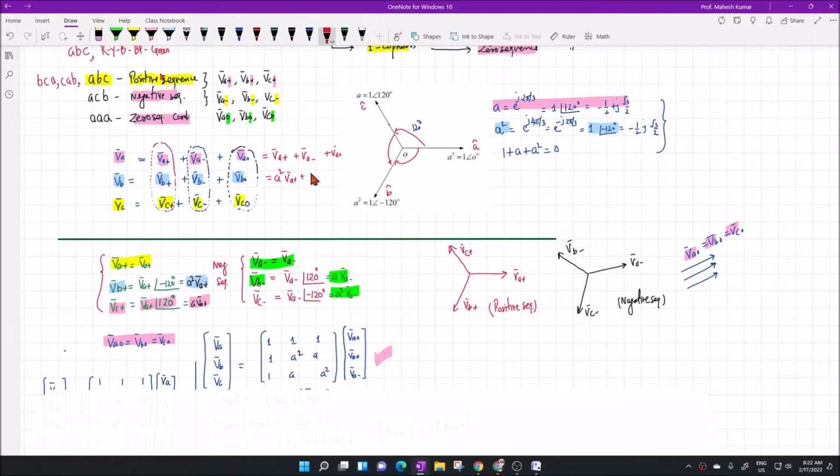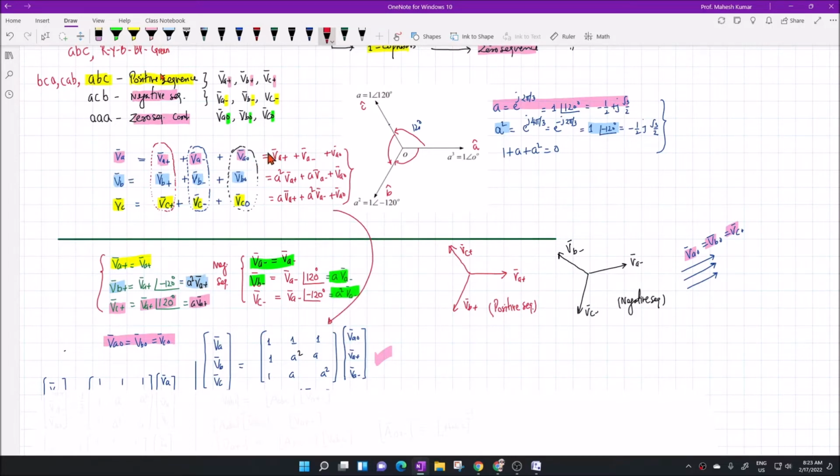Vb minus is a Va minus, and Vb0 is the same as Va0. The third one: Vc plus is nothing but a Va plus, and Vc minus is a square Va minus, and Vc0 is again Va0. So these equations are written in the form of a matrix.